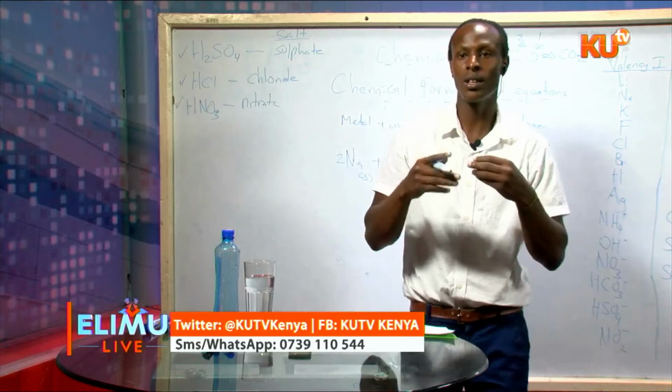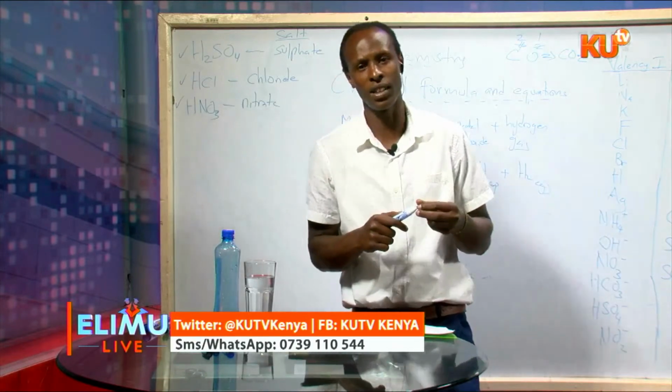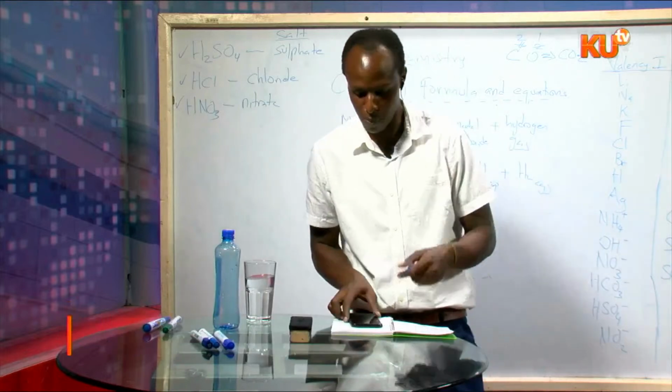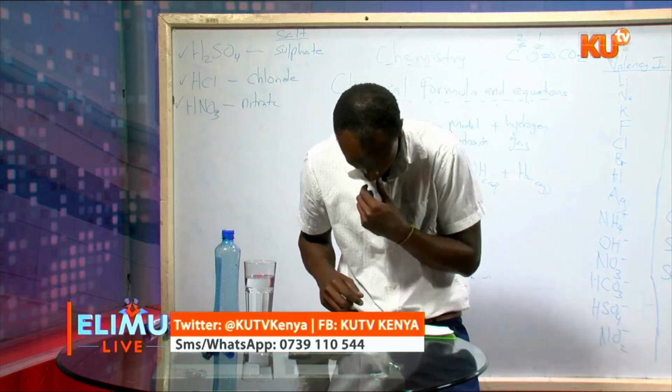When you start writing the correct chemical formula, you can build on balancing slowly by slowly. Practice makes perfect. If you do more practice, balancing will become simple.